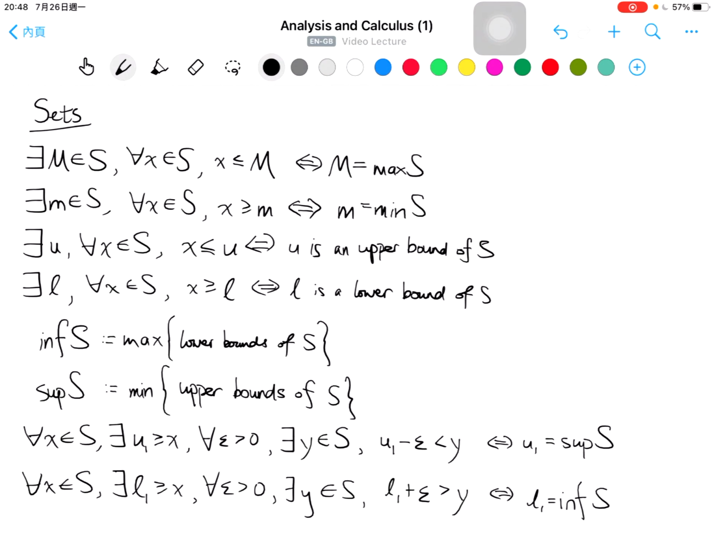But anyways, for now, I'm just going to tell you this fact. If the maximum exists, then the maximum is the supremum. If the minimum exists, the minimum is the infimum. That means we're generalizing from the maximum and minimum, which exist in the set, to something that may not be inside the set, but still has this property of describing the range of S.